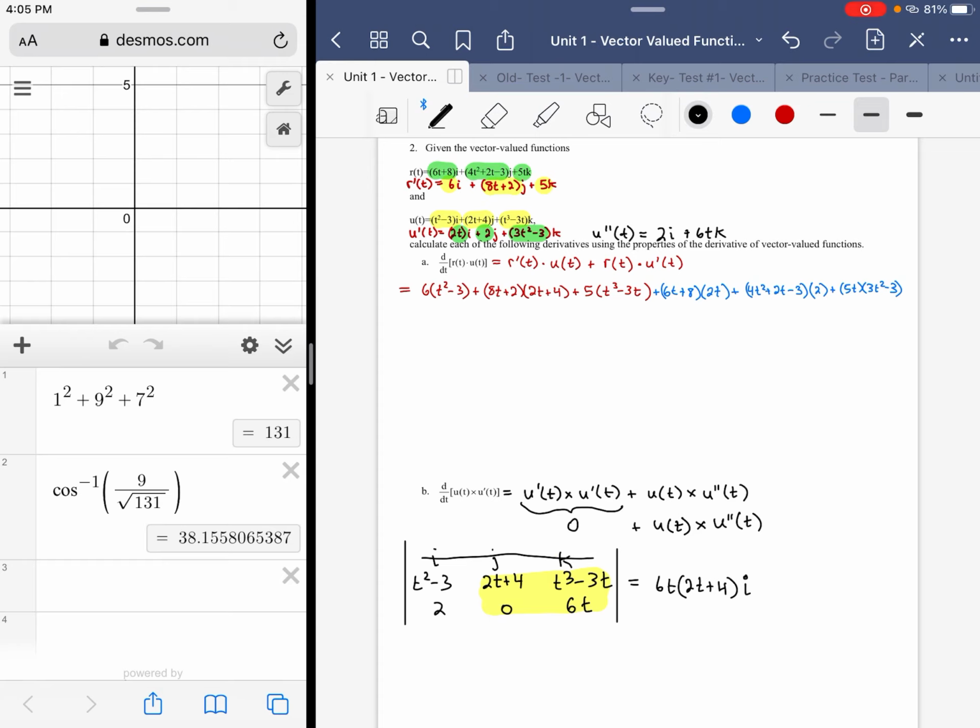All right, now if I cross out the row and column containing the j, then I'm looking at the first and the last. So diagonal down minus diagonal up. Just remember the j component already has a negative. So diagonal down, t squared minus 3 times 6t, minus diagonal up, 2 parentheses t cubed minus 3t. That's my coefficient of j.